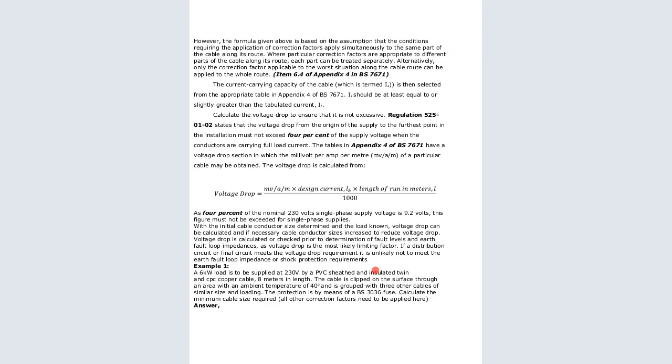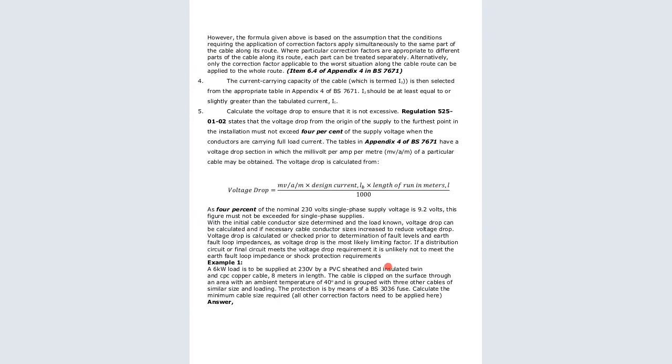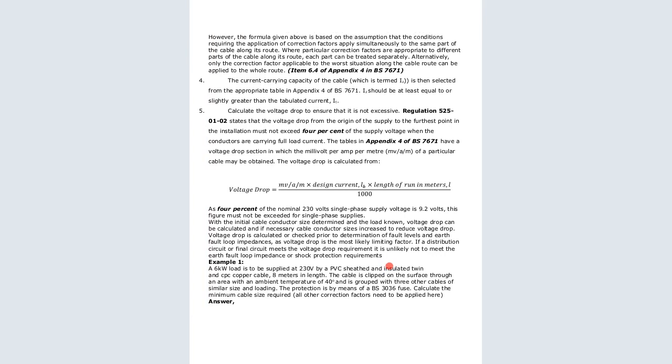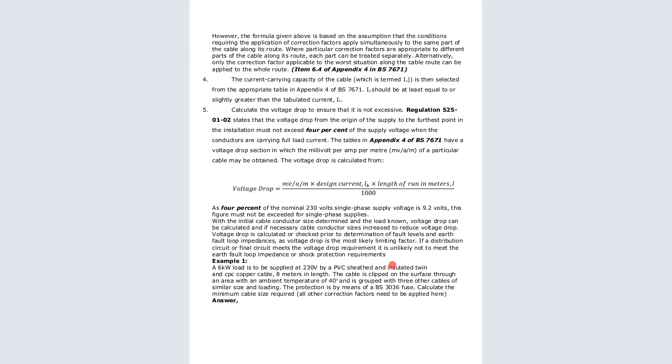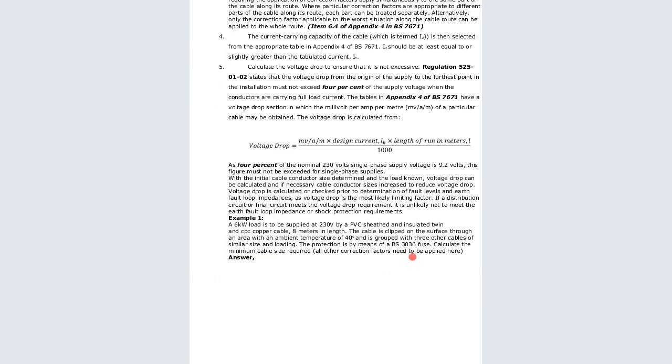However, the formula given above is used on the assumption that the conditions requiring the application of correction factors apply simultaneously on the same part of the cable along its route. Where particular correction factors are appropriate on different parts of the cable along its route, each part can be treated separately. So this is the formula for voltage drop. You can see it there. An example is here.